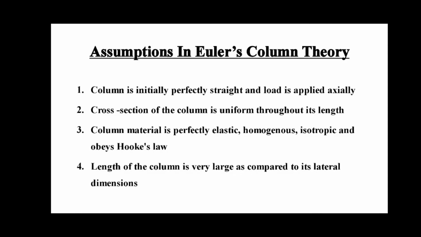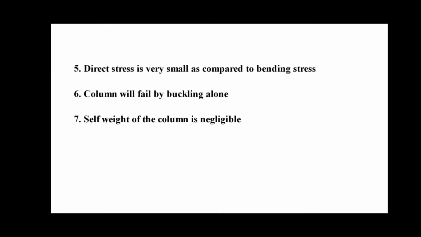Then the fourth assumption is the length of the column is very large as compared to the lateral dimensions. Fifth one is direct stress is very small as compared to the bending stress. Sixth one is the column will fail by buckling alone, and seventh one is the self-weight of the column is negligible. So Euler's column theory deals with only long columns. They will not consider short columns. Euler's theory is studied with long columns only.